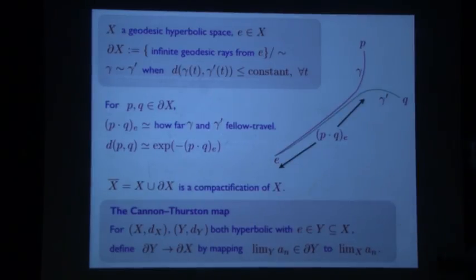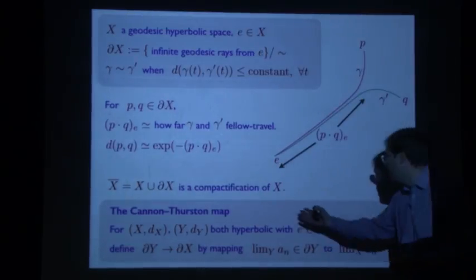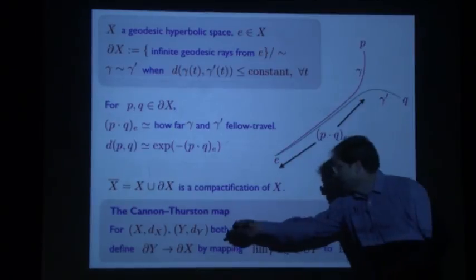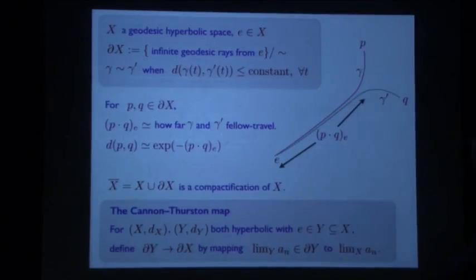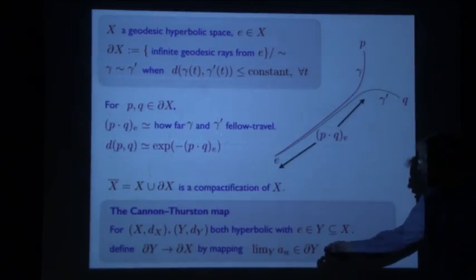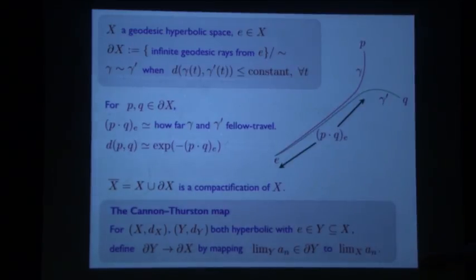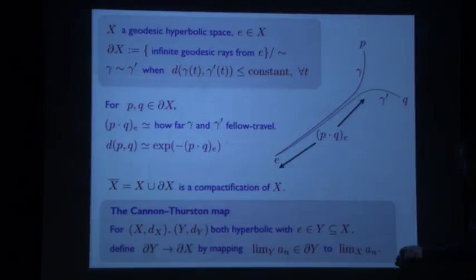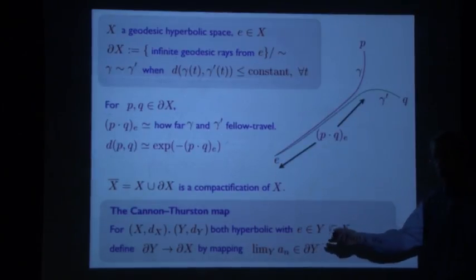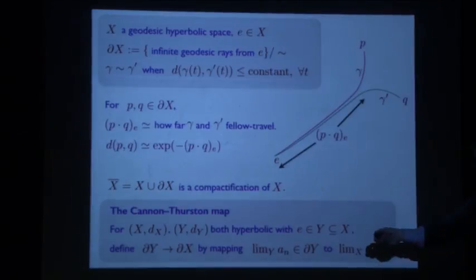So the Cannon-Thurston map: when we've got two hyperbolic spaces, X with its metric and Y with its metric, but with Y as a subspace of X and the base point sitting in Y, we try to define the Cannon-Thurston map just in a naive way. If you've got a point in the boundary of Y, which is the limit of points in Y, we just try and map them to the limit of the same sequence in X. But this is troublesome potentially because the metrics on X and Y are different. Right, X has its own intrinsic metric, and Y has its metric.